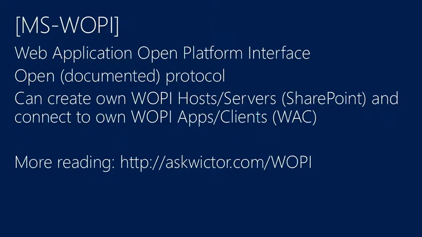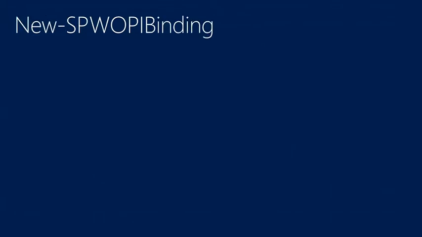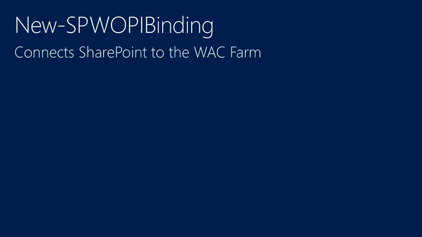To connect this to SharePoint, I used the New-SPWOPIBinding PowerShell cmdlet in SharePoint. It connects SharePoint to the farm by going into this discovery endpoint, reading that XML file, and adding that information and metadata to SharePoint. And here, always use a fully qualified domain name, not the server name or anything. You want to use the fully qualified domain name when connecting. Add those WOPI bindings.